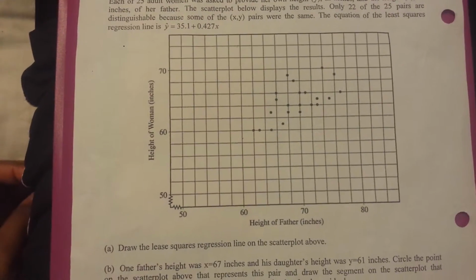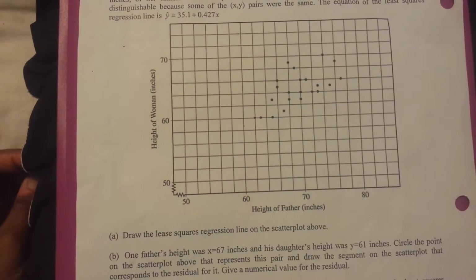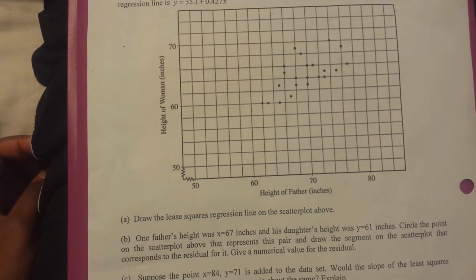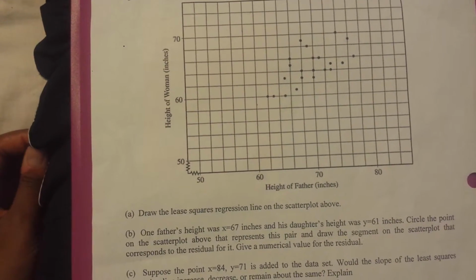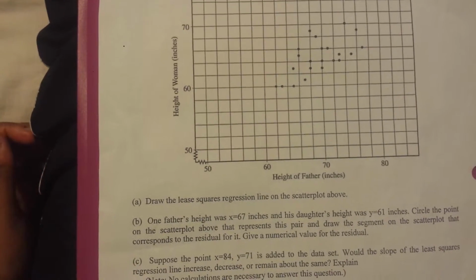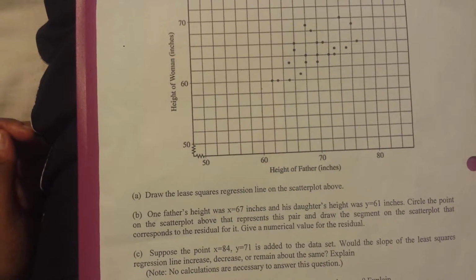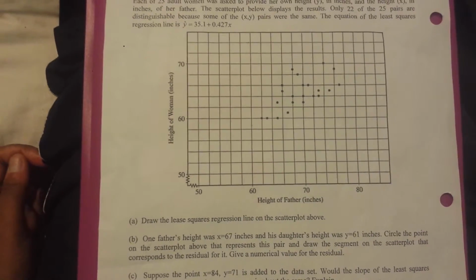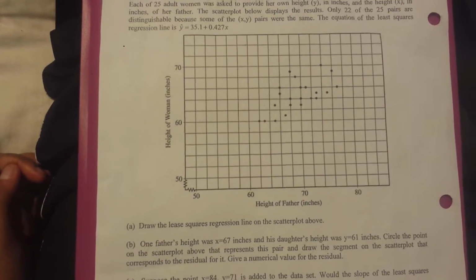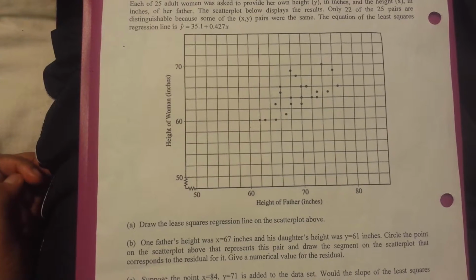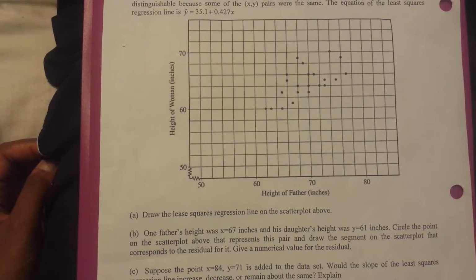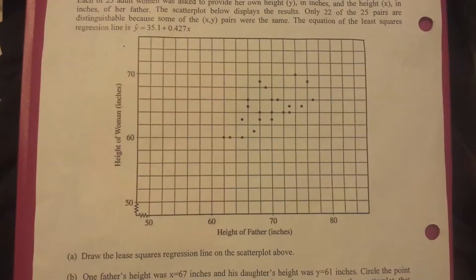For our AP question, it says each of 25 adult women was asked to provide her own height, which is y, in inches, and the height, x, in inches of her father. The scatter plot below displays the results. Only 22 of the 25 pairs are distinguishable because some of the xy pairs were the same. The equation of the least squares regression line is y hat equals 35.1 plus 0.427x.